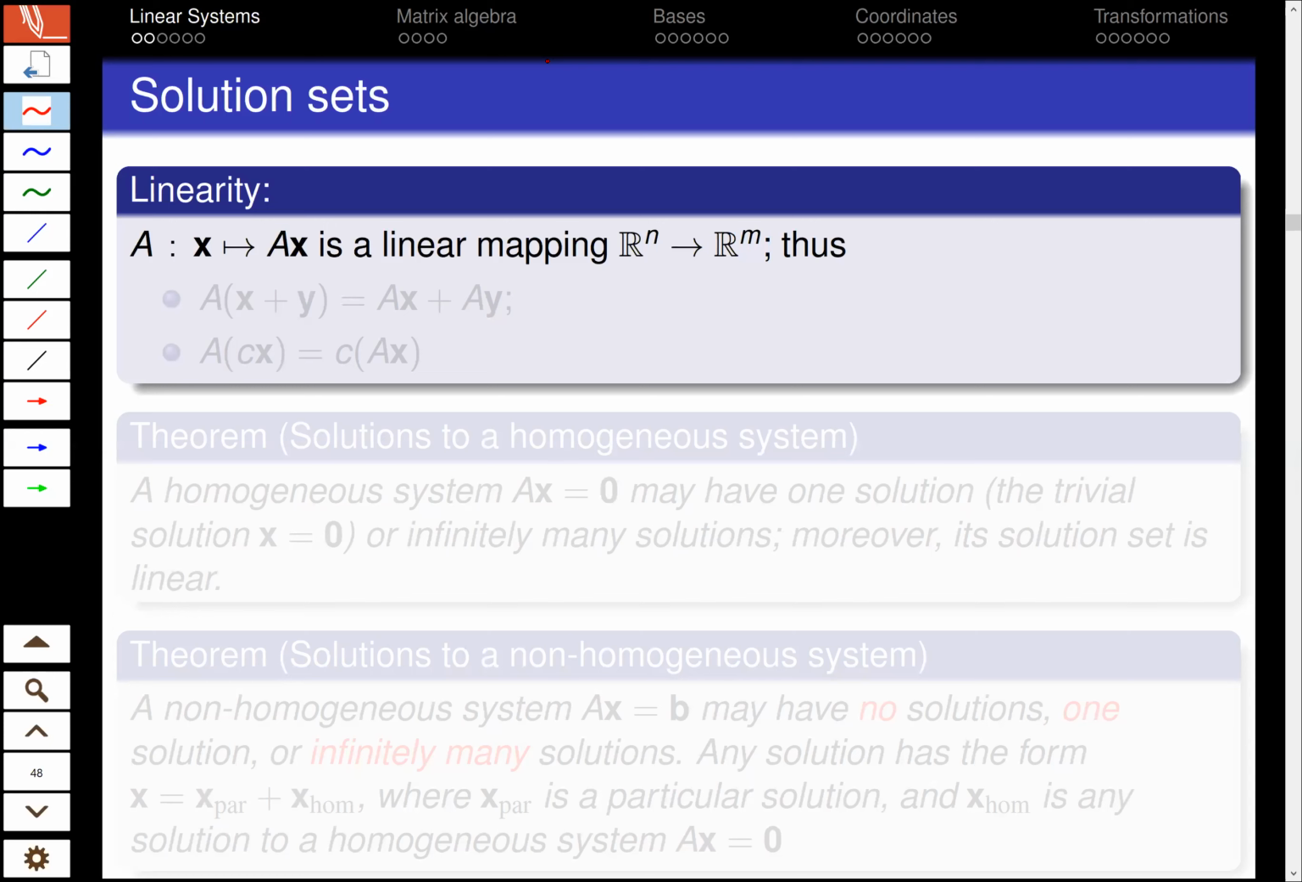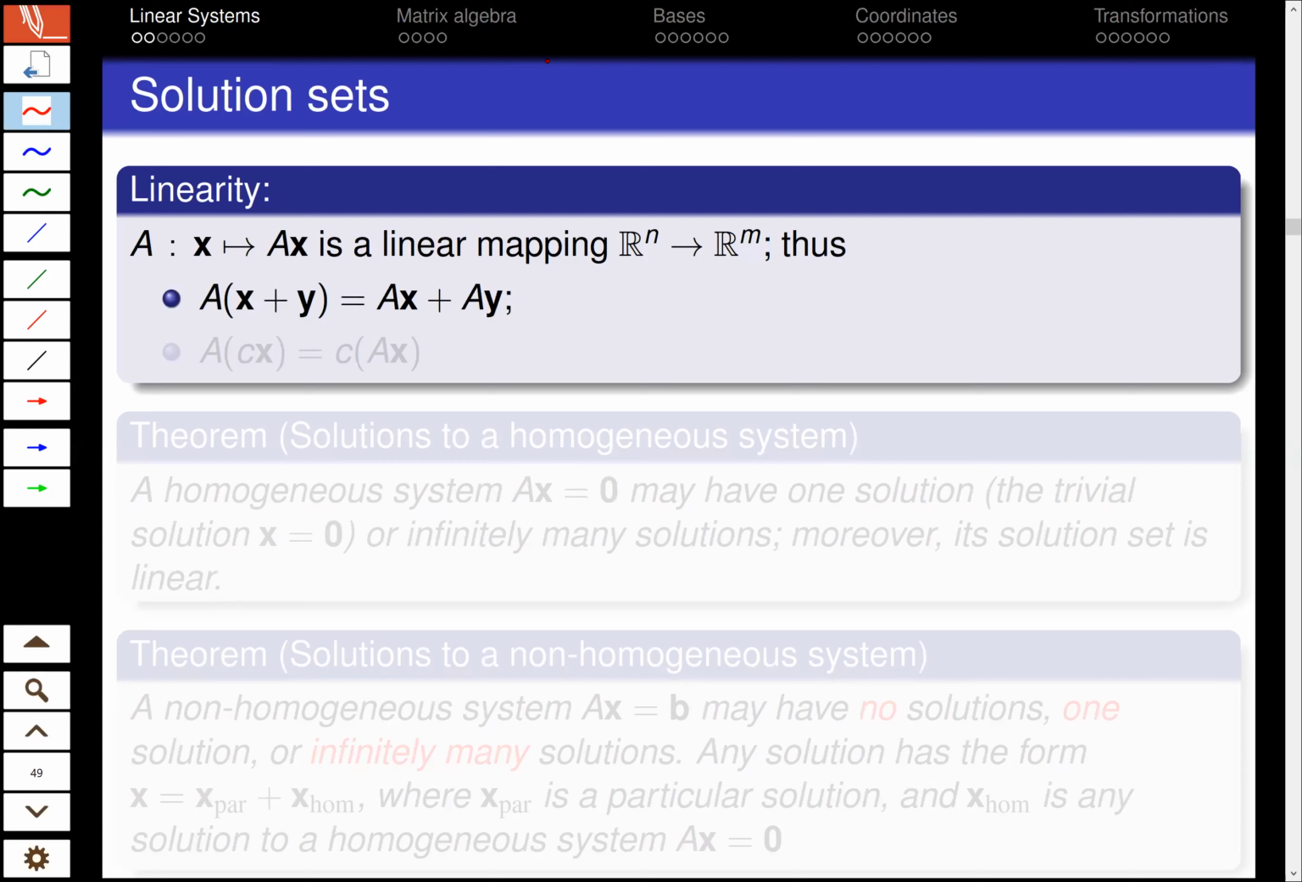Already here we understand that whenever we have a matrix, it is not just an array of numbers. This is an action. Every matrix is actually a transformation from one space to another space, Rn to Rm.